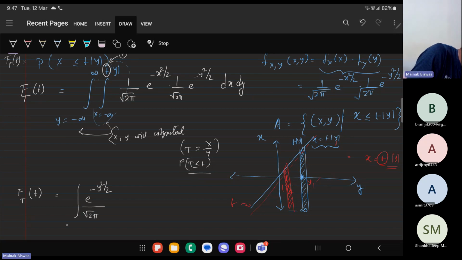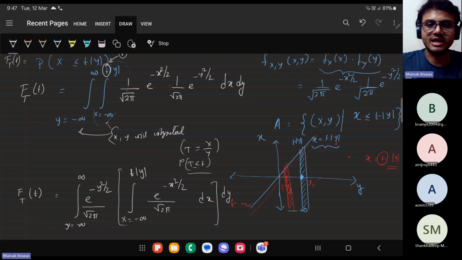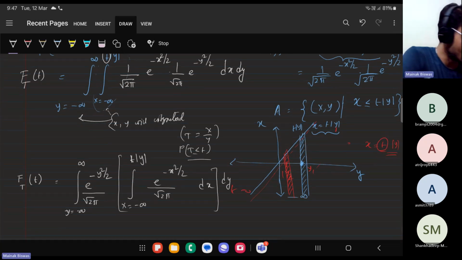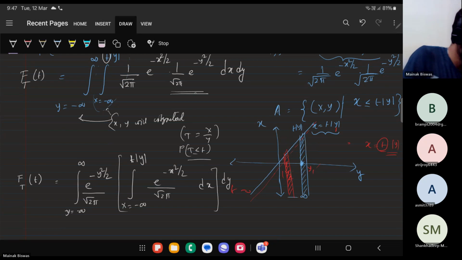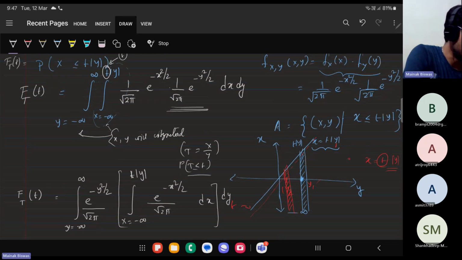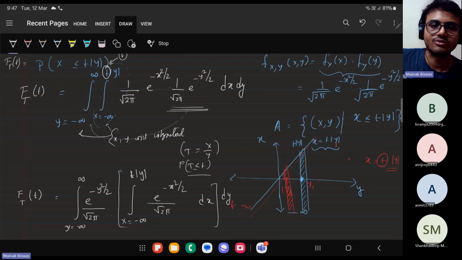Let's keep things nice and simple. Then x is equal to minus infinity to t mod y, e to the power of minus x square by 2 pi dx into dy, right? I can write this because this did not depend on x. So I can just take this integral out, yes or no? Just as we did for the summation. Is it clear this step?